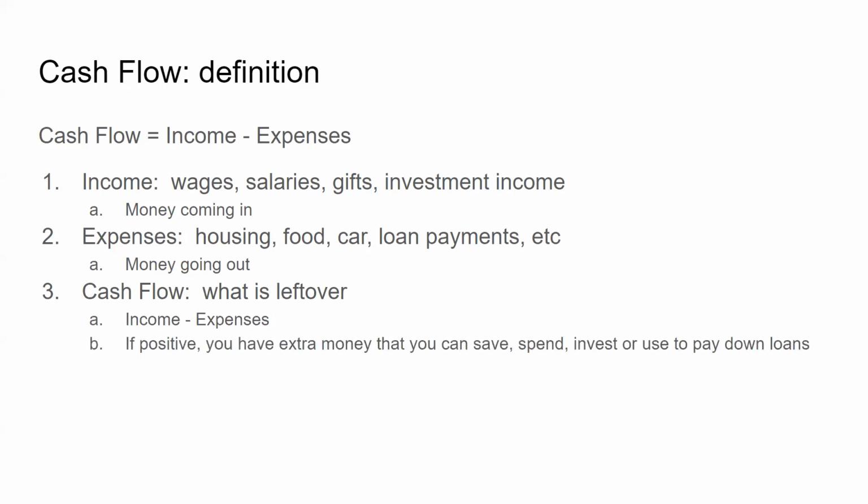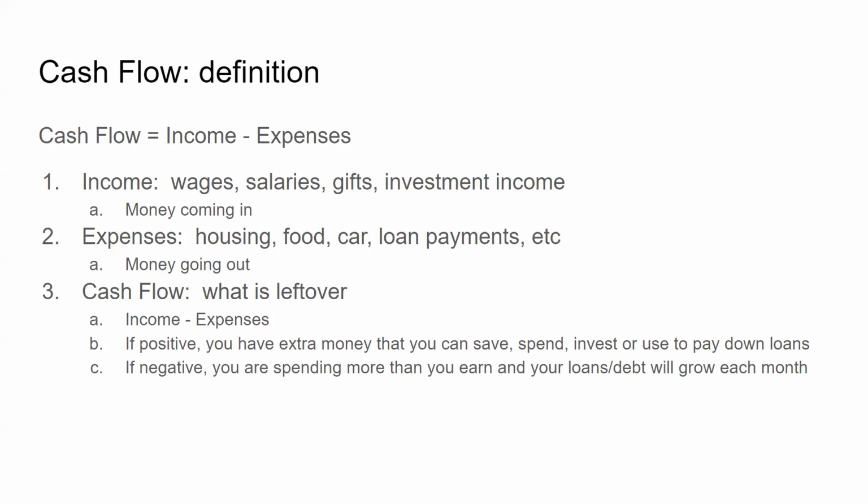As I stated before, positive if you have extra money after paying all your bills that you can save, spend, invest, or use to pay down loans. That's positive cash flow. If your cash flow is negative, you're spending more than you earn, and your loans and your debt will grow each month. Okay, so if I'm making 1,000 a month and I'm spending 1,500, and part of that is on credit cards or whatever, my credit card balances are only gonna go up. Like I'm never gonna be able to pay that down. If I have 1,000 income and my rent, my car payment, my food, etc., is 1,500, I'm covering the difference with credit cards. I'm never going to be able to pay that down, right? Because I have negative cash flow.